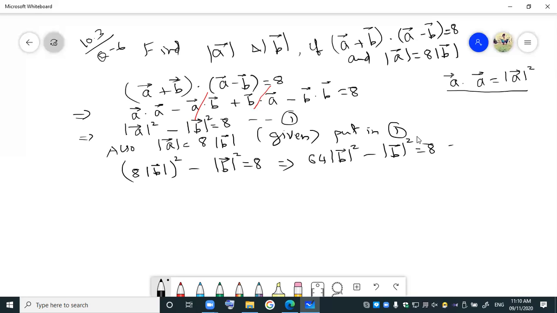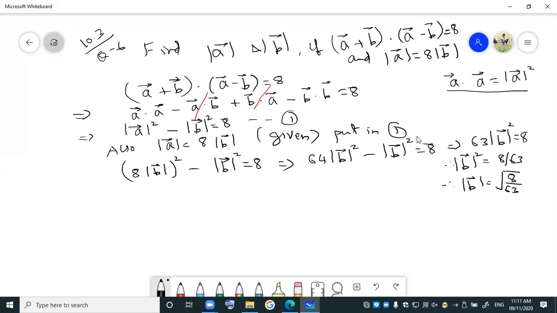64 minus 1, 63 magnitude of B square is equal to 8. Therefore, magnitude of B square will be equal to 8 by 63, or magnitude of B will be equal to under root 8 by 63. So this we got, the magnitude of B. Now we can simplify if possible.